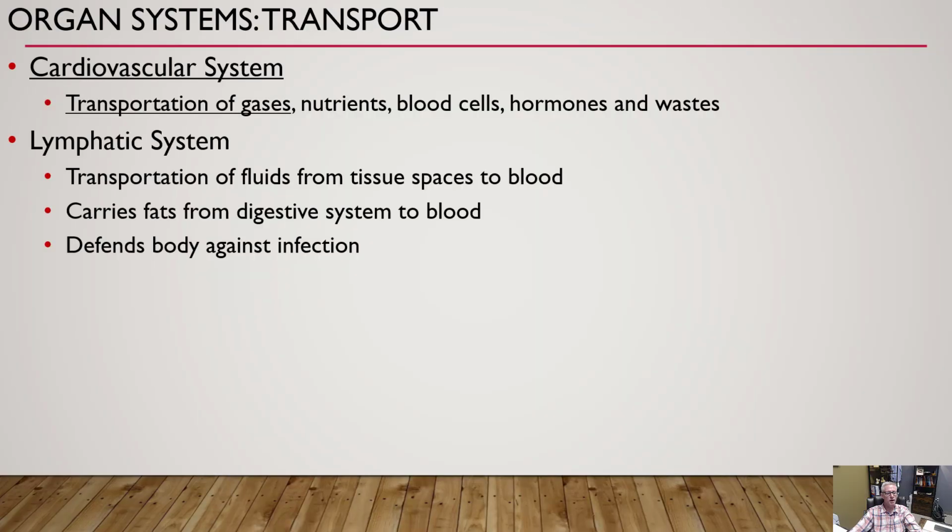Cardiovascular system, and the rest of these are going to be more next semester. Cardiovascular system, transport of gases, nutrients, blood cells, hormones, and wastes. We breathe in oxygen, breathe out carbon dioxide. We have to transport that oxygen to the cellular level so the cells can use that oxygen to release energy from food. And then the cells produce carbon dioxide, which goes back through our cardiovascular system. We breathe out that carbon dioxide.